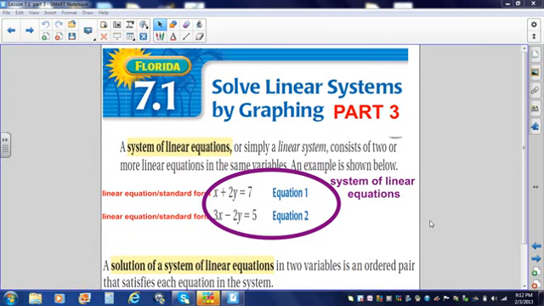Taxi! Let's get trucking. Please write down this is Lesson 7.1, Part 3, Solving Linear Systems by Graphing.